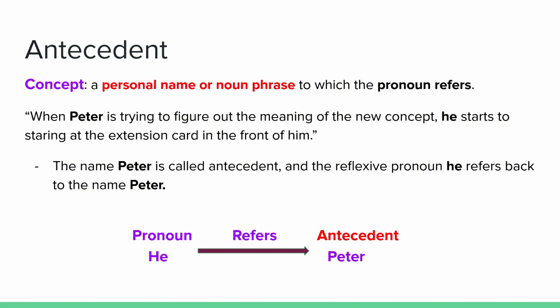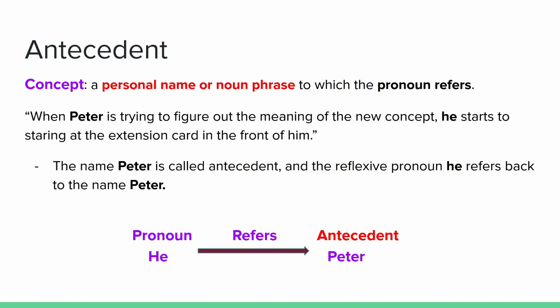Let's look at antecedent. The concept of the term antecedent is a personal name or noun phrase to which the pronoun refers. Here I'd like to point out that, like the pronouns with the anaphora, the term antecedent also has many types, because the personal name and noun phrase are the most used types of antecedent. We are sort of taking them as the prototype of antecedent or representing type of the antecedent.